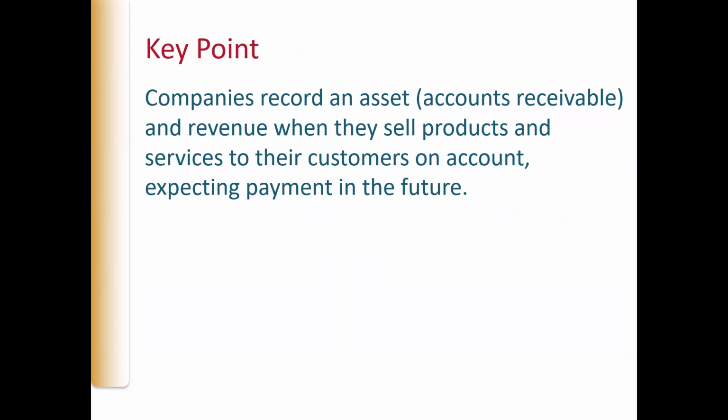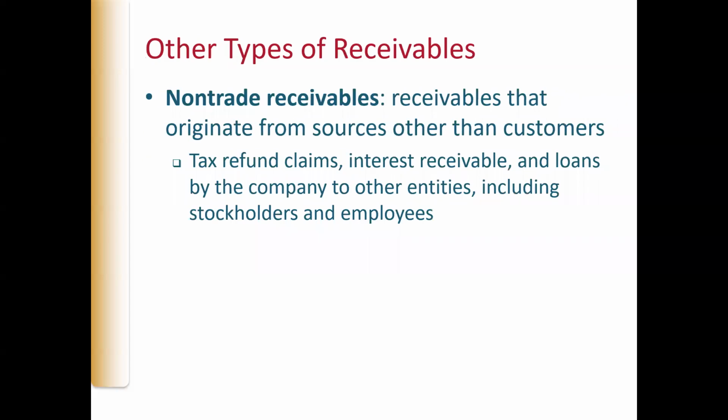$500. So as you can tell, the company in their books records an asset, which is the accounts receivable. And they also record a revenue when they sell products and services to their customers on account, planning they're going to get paid in the very near future. Now, that's an accounts receivable.